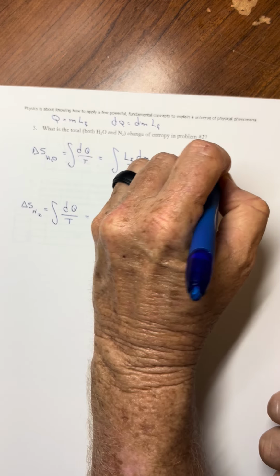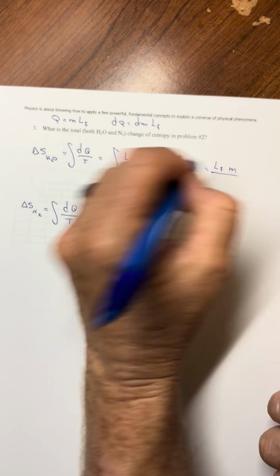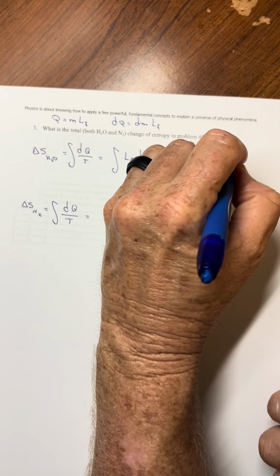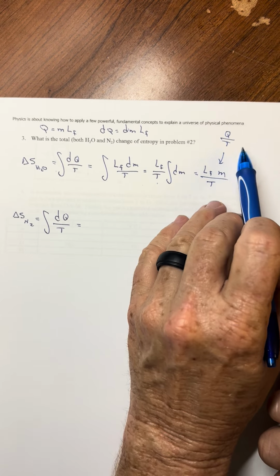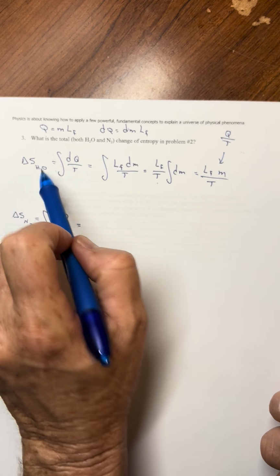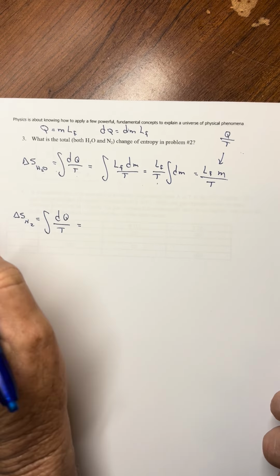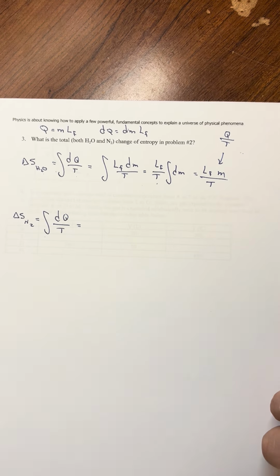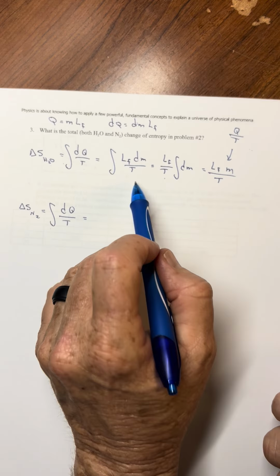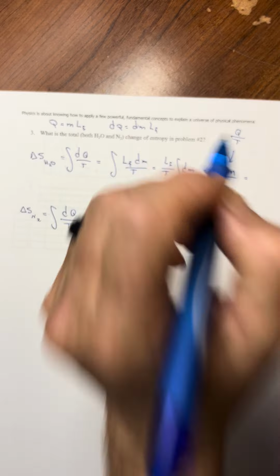Because then this just becomes L_F m over T, or maybe you could just say it's Q over T. And so this is the equation we always get to calculate the entropy if, this is a key, if the temperature doesn't change. And that's why it wouldn't work for the nitrogen, but it will work just great here for the melting of the ice.